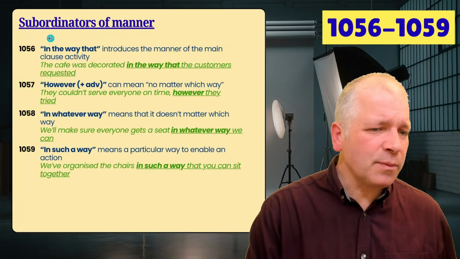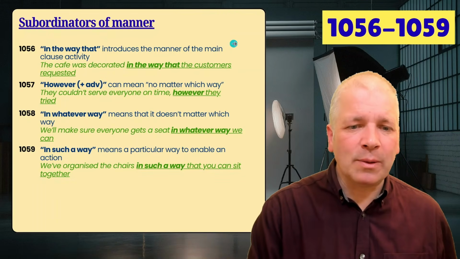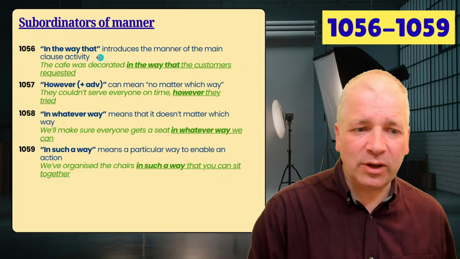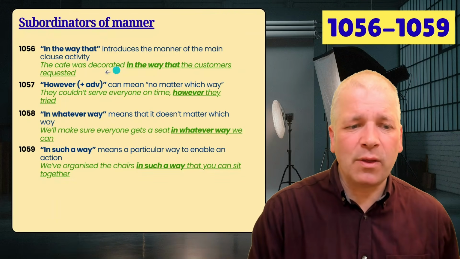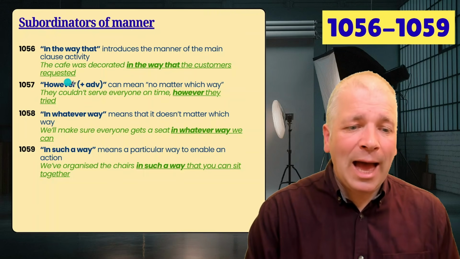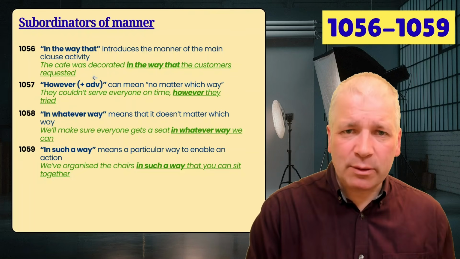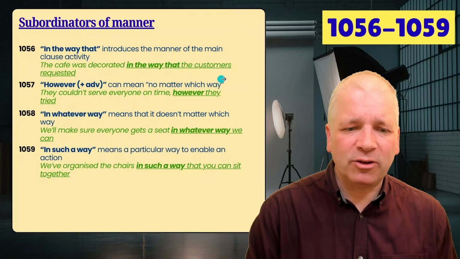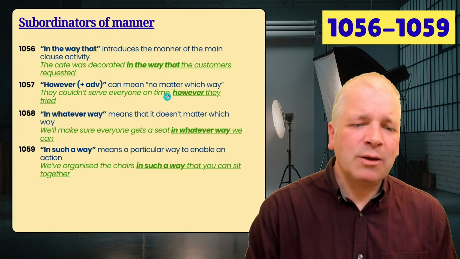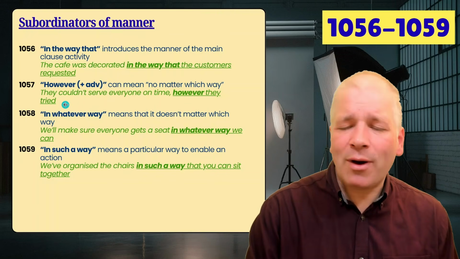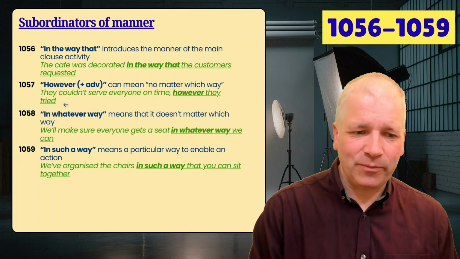But more advanced ones: in the way that introduces the manner of the main clause activity. The cafe was decorated in the way that the customers requested. However, now this is a subordinator of manner, and we looked at this earlier in the video, meaning no matter which way. They couldn't serve everyone on time. However they tried. So in any way they tried.